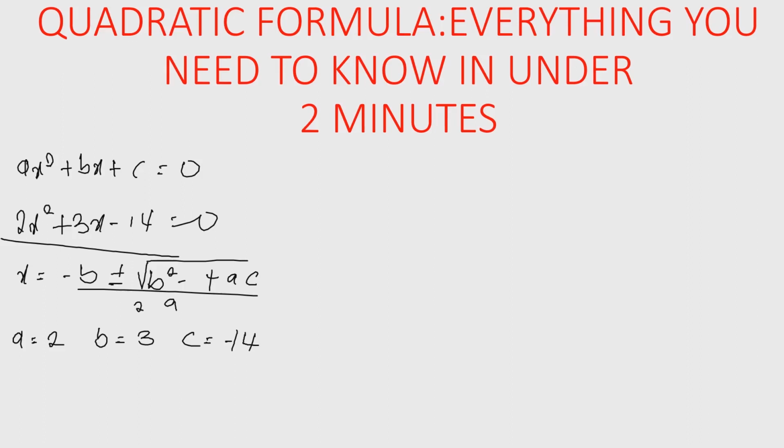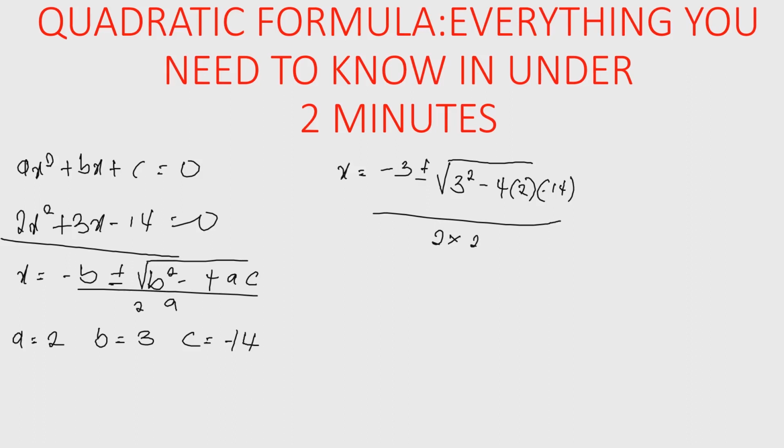So we have x is equal to minus, what's your b? Your b is 3, then plus or minus square root of, what is your b? Your b is 3, squared, minus 4 into, what's your a? Your a is 2, and what's your c? Your c is minus 14. Everything over 2 multiplied by, what's your a? Your a is 2.